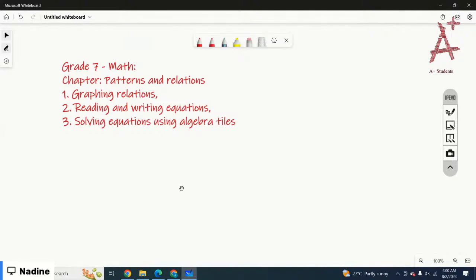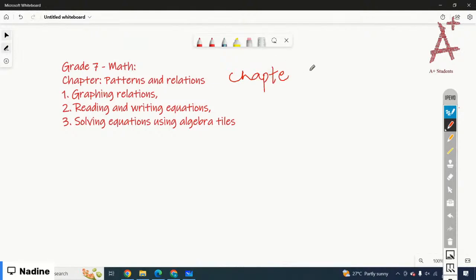We are here for grade 7 math. We're working on the book Math grade 7, Maths Make Sense grade 7. We're working on chapter 1, that is patterns and relations, and the lessons we're going to start with are 1.6, that is graphing relations, 1.7, that is reading and writing equations, and 1.8, that is solving equations using algebra tiles. So let's just start with lesson 1.6, that is graphing relations.